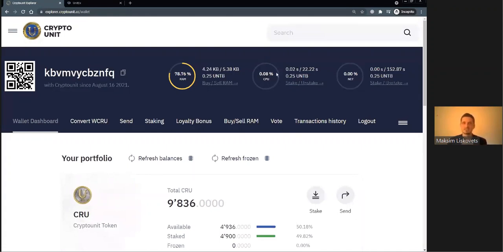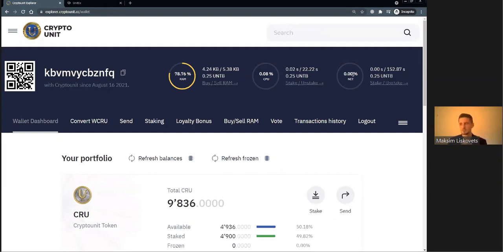In this case, you can see that my wallet is working at 0.08% of the total capacity. So I recently performed certain transactions in my wallet, and the CPU was a little bit loaded, but just a bit. But if we're talking about big numbers, then the load will be bigger. Therefore, you need to make sure that you have enough CPU and net beforehand. How to do it, I'll show in a couple of minutes.